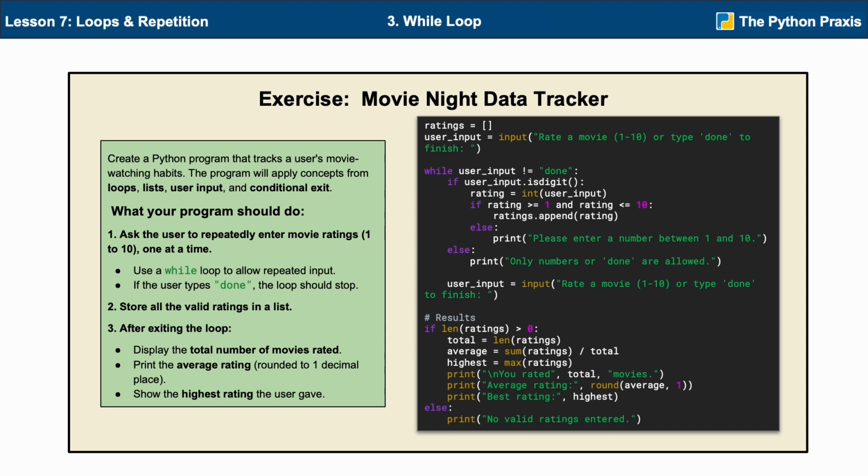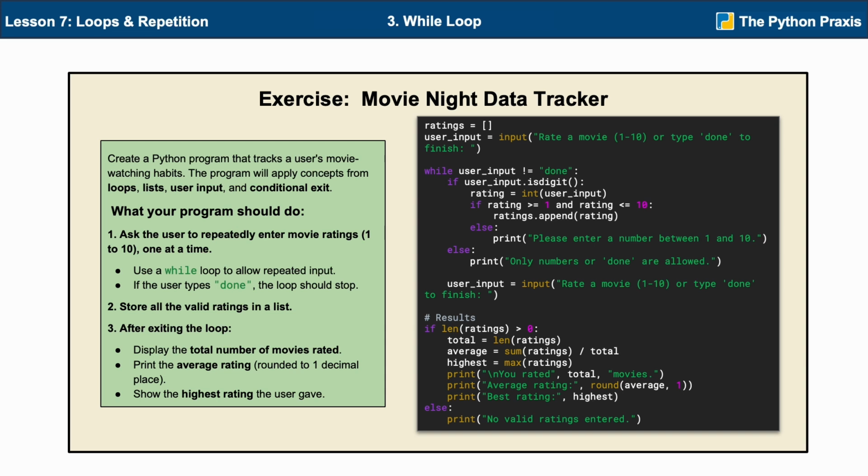Nice and simple. If the number is outside the allowed range, we show a gentle warning: Please enter a number between 1 and 10. In the next line, we have the else statement of the outer if condition. Here, if the input wasn't digits at all, we remind the user: only numbers or "done" are accepted. At the end of the loop, we ask again for input from the user. This repeats the process until the user finally types "done." The loop ends here, when the condition is no longer true.